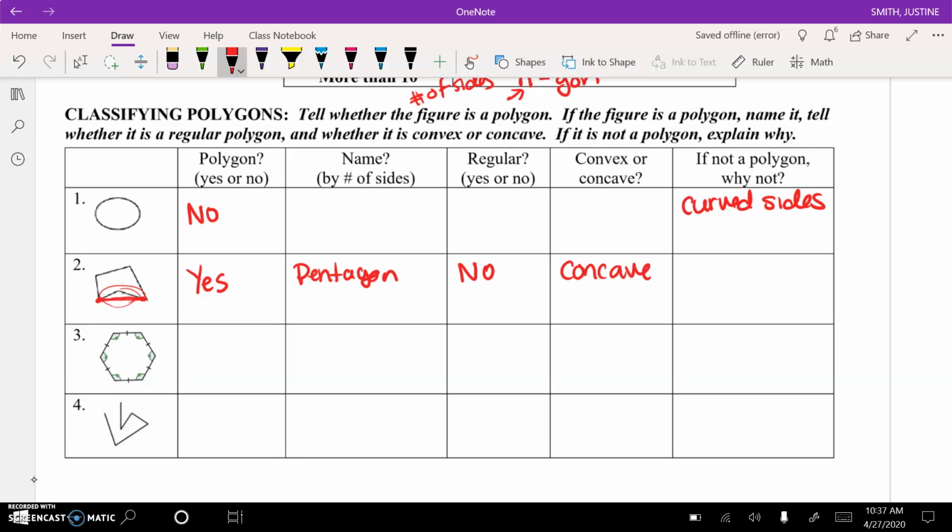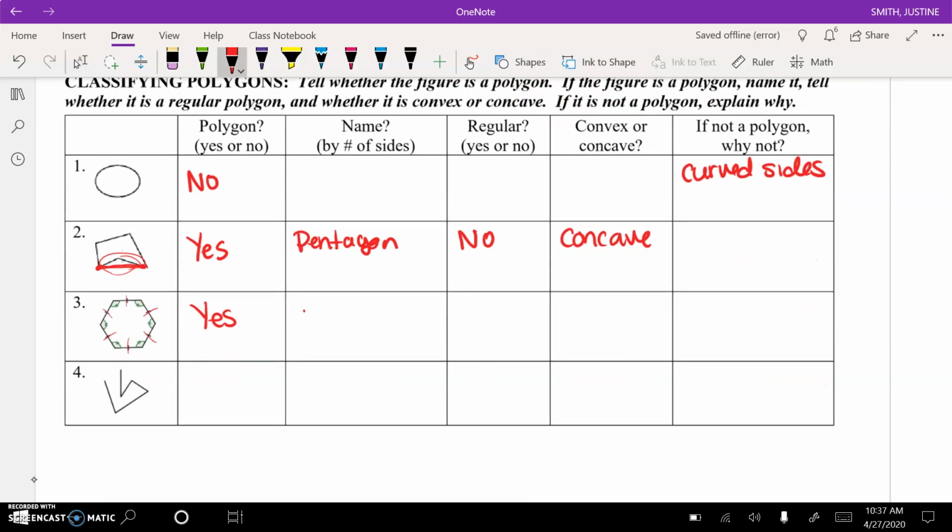Number 3, that is also a polygon. The number of sides here is 1, 2, 3, 4, 5, 6. A 6-sided figure would be a hexagon. This would be regular because it has all the markings, besides the ones that I drew here, with the tick marks and the angle measures. And this one would be convex because it doesn't cave in anywhere. Anywhere I draw two points here and connect a line segment, it's always going to be inside my polygon.